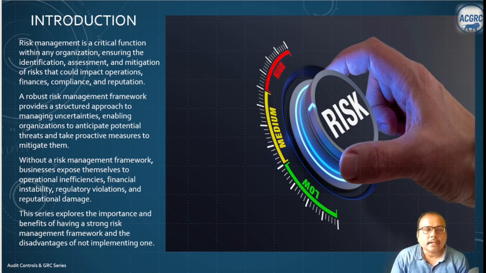Risk management is a critical function within any organization, ensuring the identification, assessment, and mitigation of risk that could impact operations, finance, compliance, and reputation. A robust risk management framework provides a structured approach to managing uncertainties, enabling organizations to anticipate potential threats and take proactive measures to mitigate them. Without a risk management framework, businesses would expose themselves to operational inefficiencies, financial instability, regulatory violations, and reputational damage.